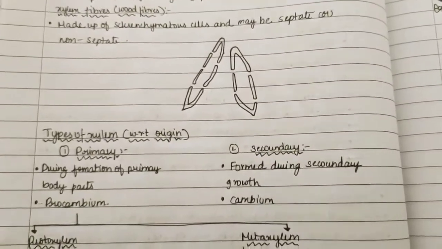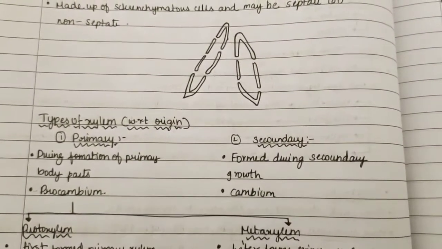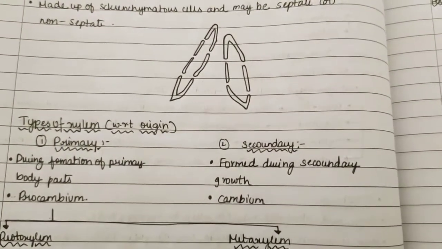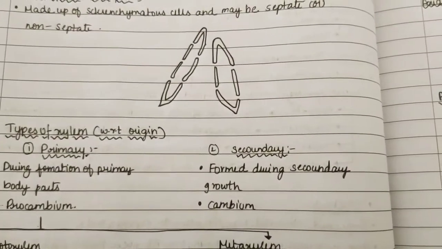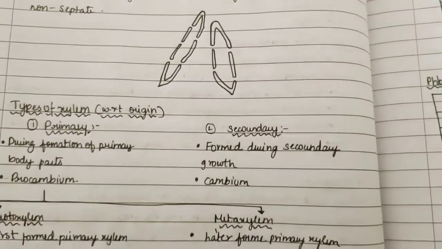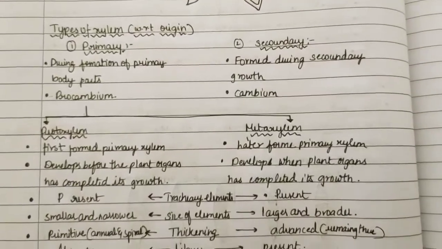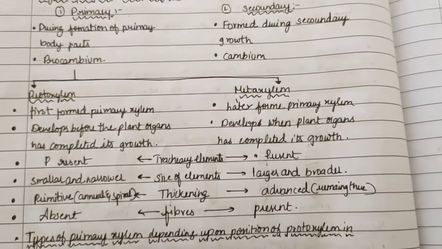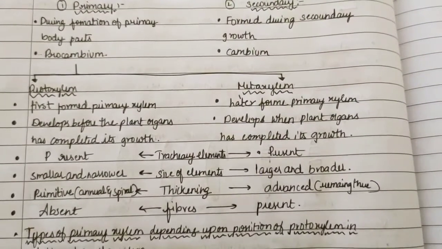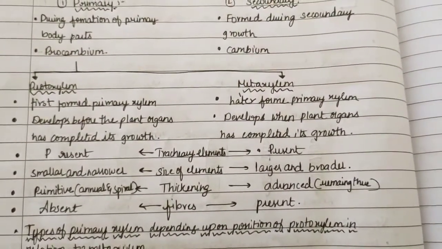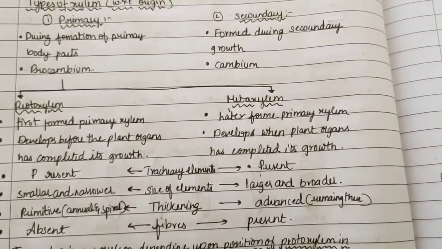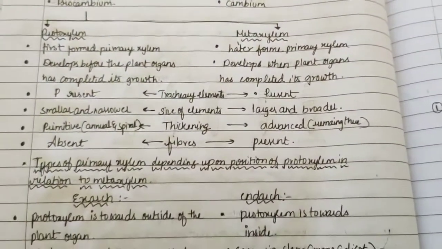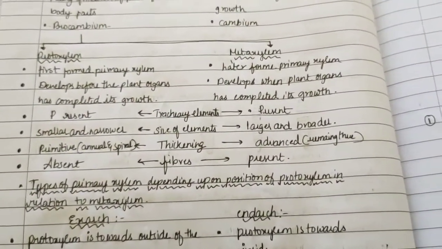Types of xylem with respect to origin. First is primary and second is secondary. Primary is formed during formation of primary body parts, and it is seen in procambium. Secondary is formed during secondary growth, for example from cambium. Primary xylem is of two types: protoxylem and metaxylem. Protoxylem, the first formed primary xylem, develops before the plant organ has completed its growth. Then metaxylem, the later formed primary xylem, develops when the plant organ has completed its growth.